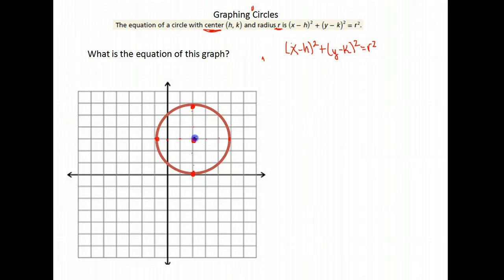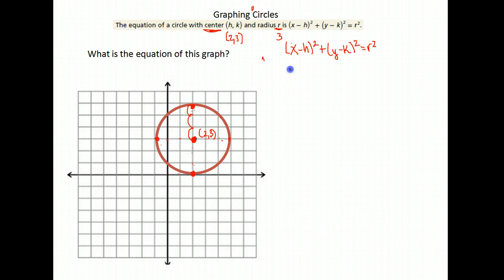Well, the center is the point at the center. So where is that located? Well, from the origin it's 2 to the right and up 1, 2, 3. So it's the point (2, 3). Okay, so our center, our (h, k), is (2, 3). The radius is the distance from the center to the edge. Now you can't count diagonally, but you can go from the center straight up to the edge, or straight down, or straight to the right, or straight to the left. And it is 1, 2, 3 units. So my radius is 3.